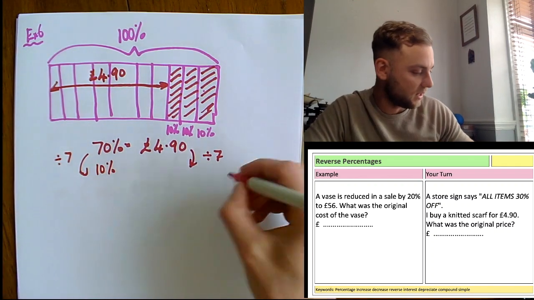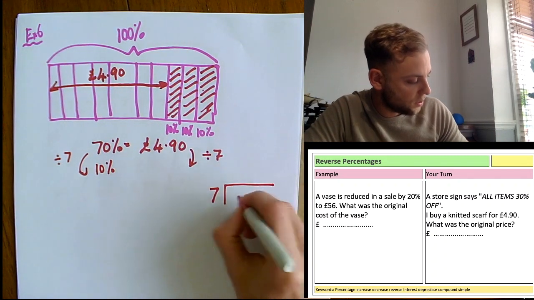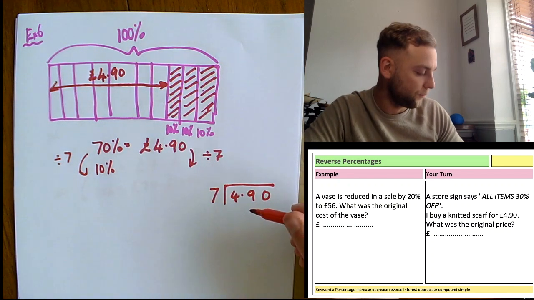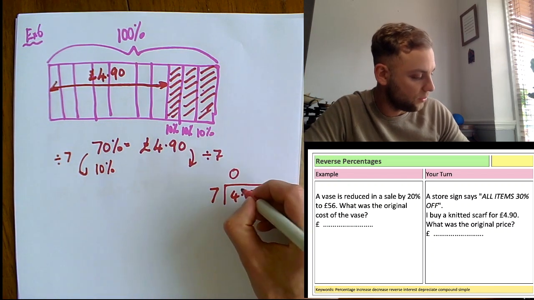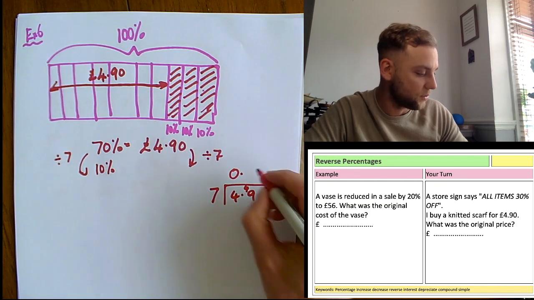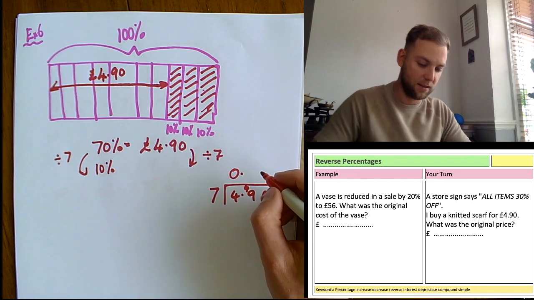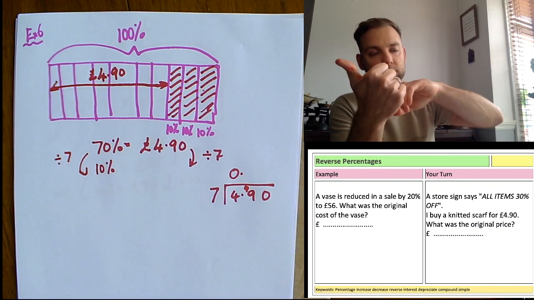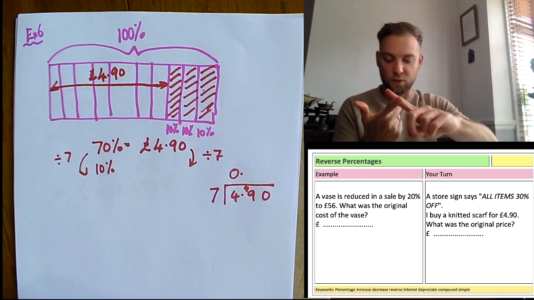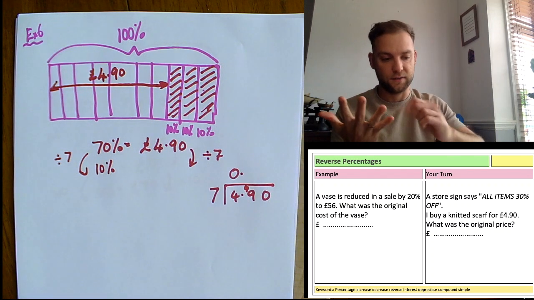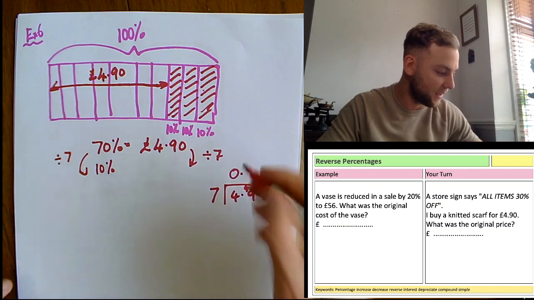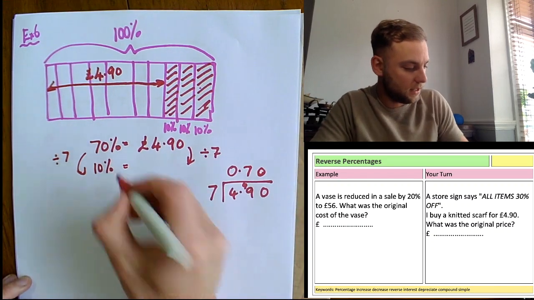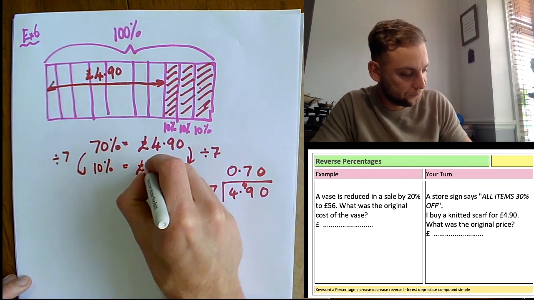So I'll show you that on the side if you want. So how many times does 7 go into £4.90? Well, how many times does 7 go into 4? It doesn't. Carry the 4. How many times does 7 go into 49? I've lost track of myself. 7, 14, 21, 28, 35, 42, 49. So it goes in 7 times. So how many times does 7 go into 0? None. So it goes in and it is 70p.